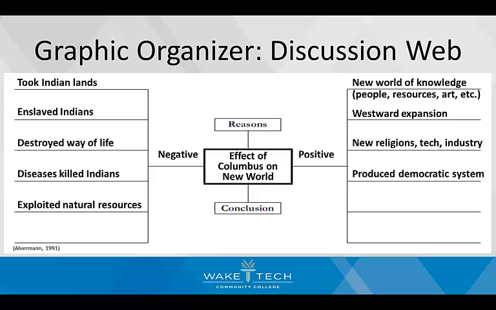Now we have to take a position, so let's analyze our details a little more closely. On second thought, it doesn't seem like the westward expansion of Europeans to the Americas is a very strong positive effect, so I'm going to cross that one off. And what Speaker D says about Columbus helping to produce our democratic system seems like a bit of a stretch, so I'm going to cross that one off as well. That leaves us with a better argument for Columbus's arrival having more of a negative effect on the Americas.